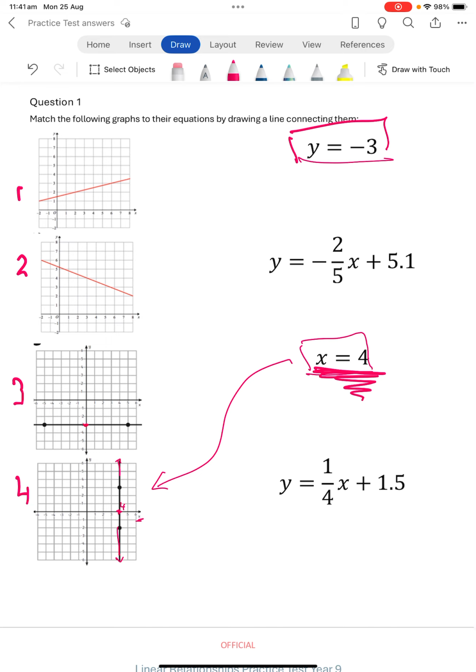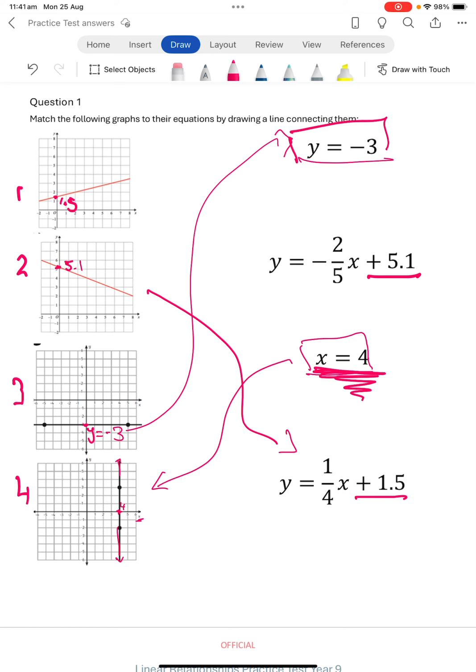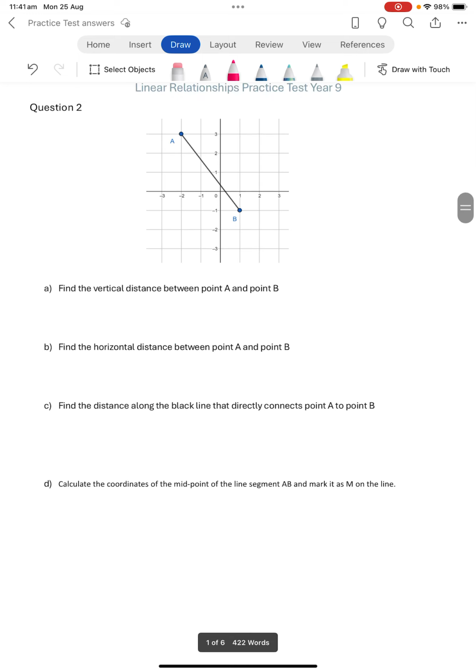Whereas this one here, this line sits on y equals -3 the whole time. So that one has to be there. And then for these other two here, I'm going to go off the y-intercepts. So one of them is at plus 5.1. The other one's at plus 1.5. You can see this line here passes through the y-axis at about 5.1. This one passes through at about 1.5. I'm going to match that up to that and that up to that and call it a win, okay? So that would be all 4 correct like that.